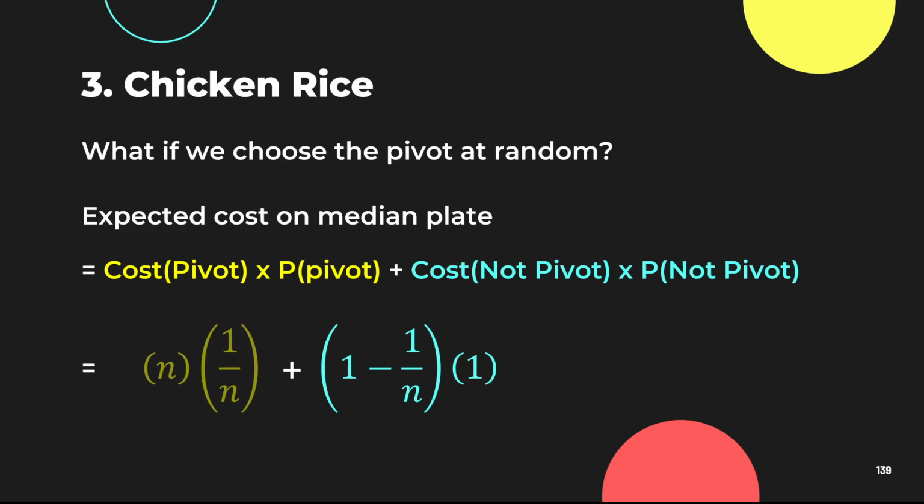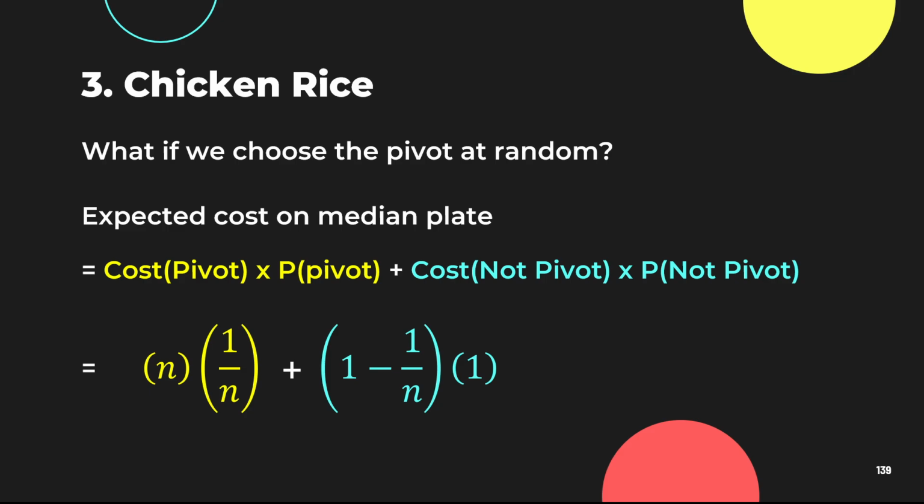If it's a pivot, then you will have a 1 over n chance, because it's 1 plate over n plates total. So you choose one. If it happens to be the pivot, then you will have to spend n minus 1 bites. The probability of the median being a pivot is 1 over n. What happens if it's not a pivot? Then the probability that it's not a pivot is basically 1 minus this 1 over n, times the amount you eat in every iteration.